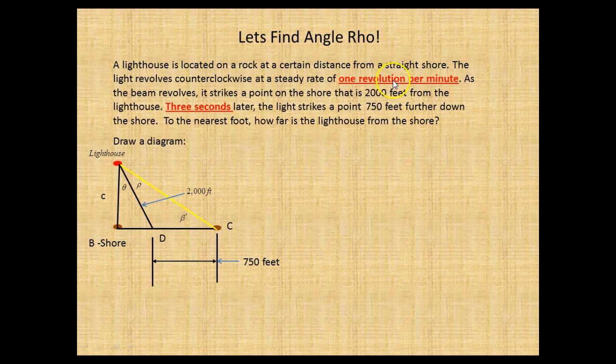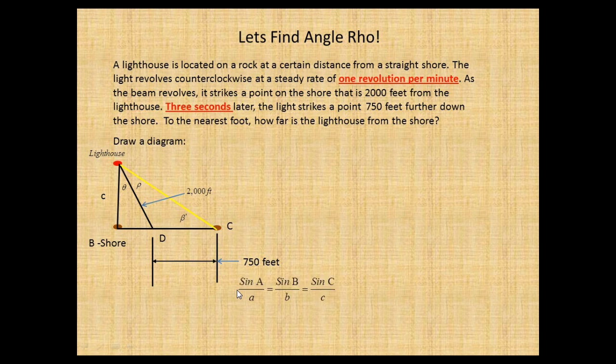And I put these in red. As the beam revolves, it strikes a point on the shore that is 2,000 feet from the lighthouse. And there it is, 2,000 feet from the lighthouse. Here's the lighthouse, and point D is the point it strikes, 2,000 feet. And it says 3 seconds later, the light strikes a point 750 feet further down the shore. And that's point C. So from D to C is 750 feet. So to the nearest foot, how far is the lighthouse from the shore? And that's what we've got to do.